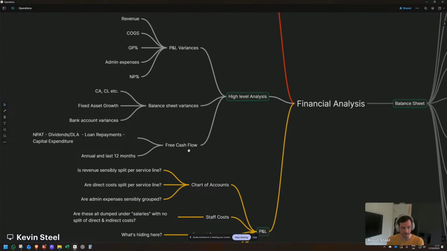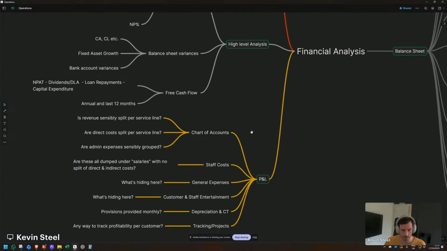Then have a look at free cash flow. So I just like to measure it simply: net profit after tax minus dividends, director loan, minus loan repayments, minus capital expenditure. So basically, how much free cash flow does the business have to either reinvest in the company or pay out dividends to shareholders?